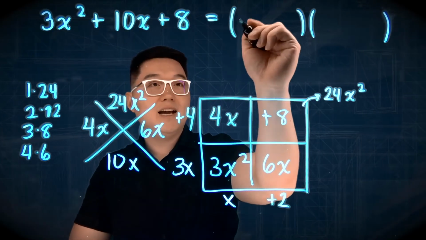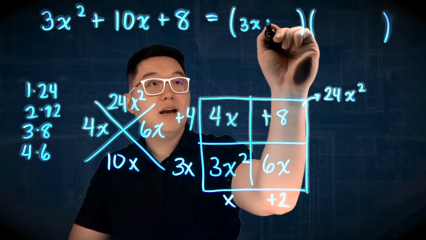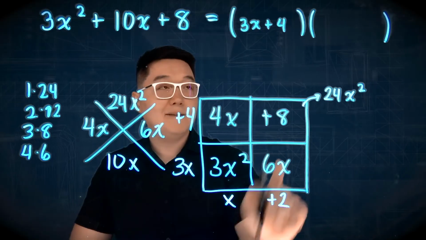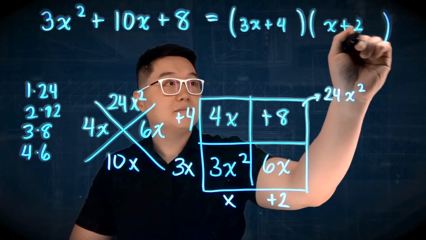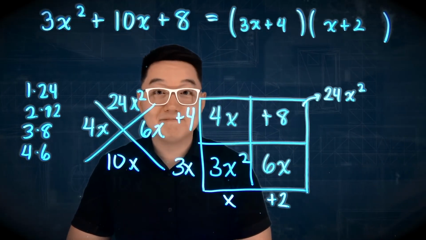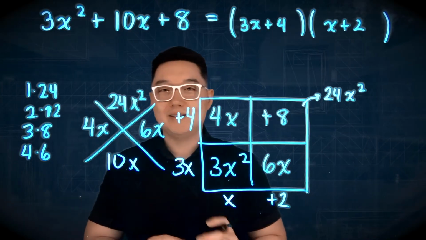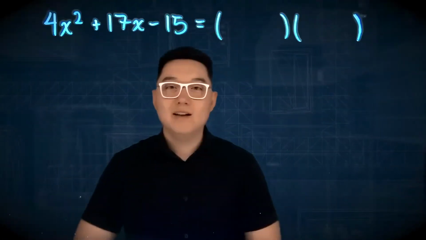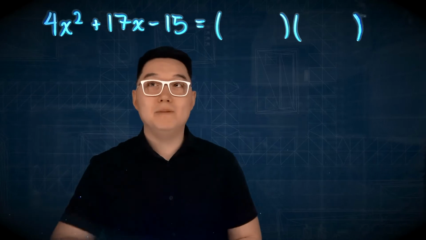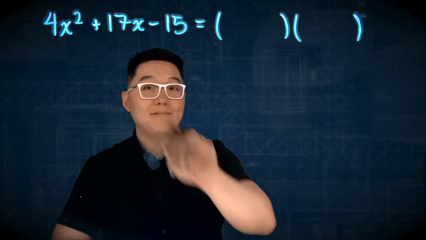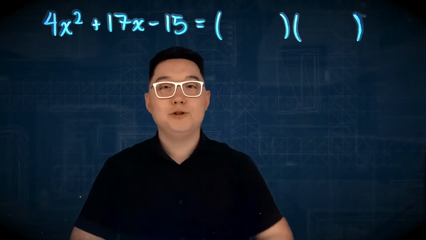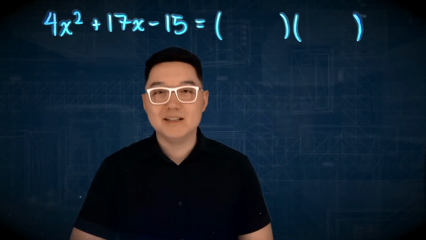Now we can write the area as a product to be 3x plus 4 times x plus 2. And there you go. Let's try one more example. Okay, so now here's our last example. We have a trinomial and we're going to factor that as a product of two binomials. Let's write the area as a product.